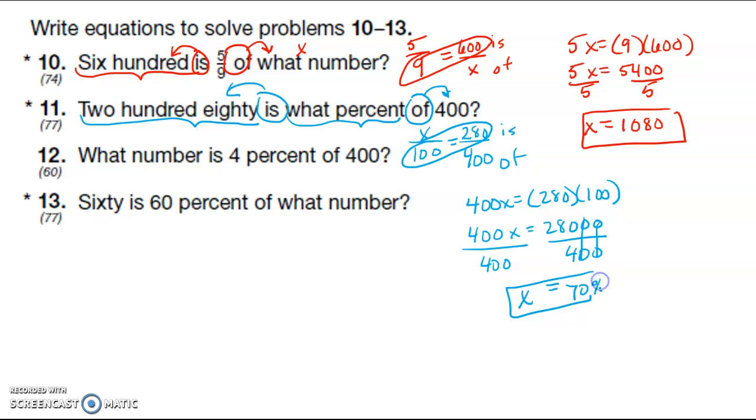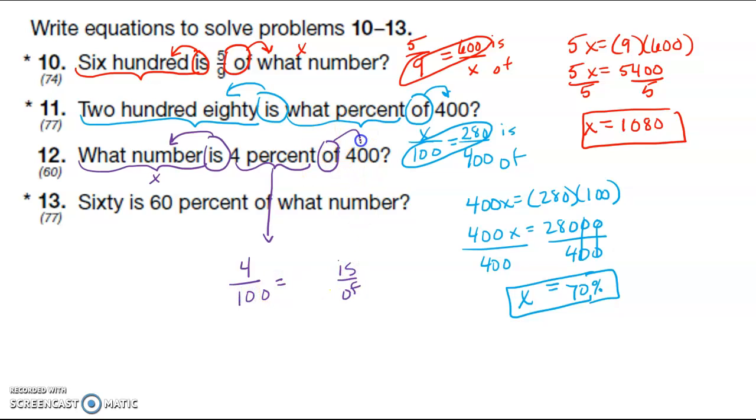70%. There we go. All right, do another. Change of pen color. This says what number, so X, is 4%, so let me do this one down here, 4 per 100 of 400. So 400 is here, and this is what number? We're going to cross multiply.